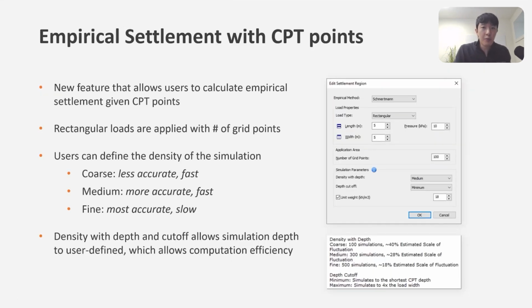So empirical settlement with CPT points is a new interesting feature that we have in Settle3. As long as you have the CPT points, this feature will allow you to generate a soil settlement profile for any region that the user defines. In the options, you can choose the empirical method that you want to analyze with the load type, and then you define the width, the length, and the pressure. This will apply that load to the number of grid points inside of your defined region.